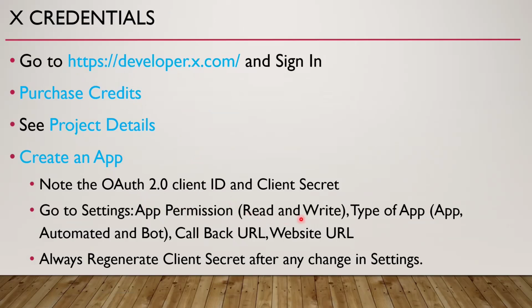First of all, read and write, then type of application should be application, automated and bot, and we need to provide callback URL and website URL. And after setting these, we need to regenerate the client secret again so that the client secret is applicable for these settings.